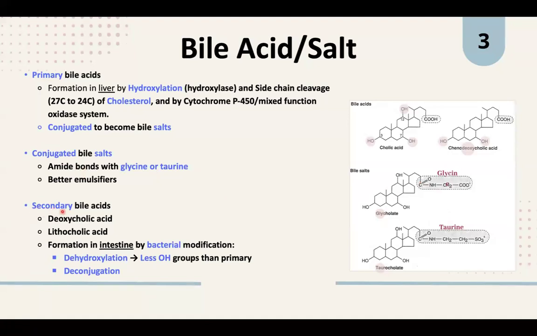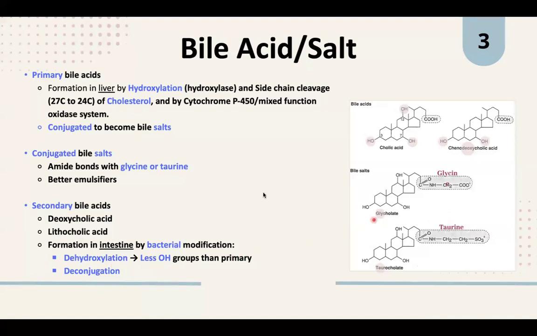Now, what are secondary bile acids? Basically, after you've used these in the intestine to emulsify and digest the fat, you now want to recycle these bile acids. You want to take them back up to use them again. So in the intestine, we have some bacteria that modify all of these bile acids and bile salts to turn them into secondary bile acids that we can take back in. Some of these secondary bile acids are deoxycholic acid and lithocholic acid. How does this process happen? To form secondary bile acids, we have two main things, dehydroxylation and deconjugation.